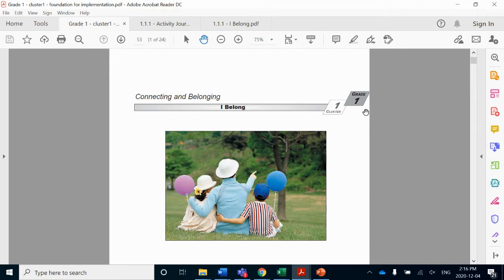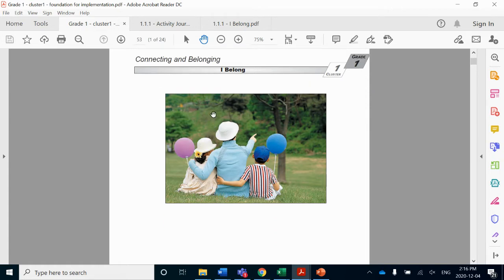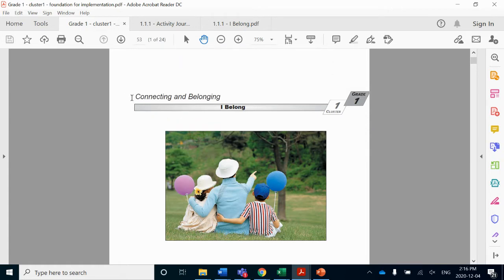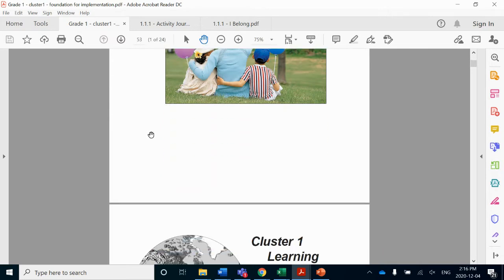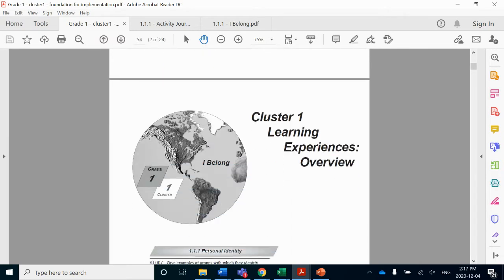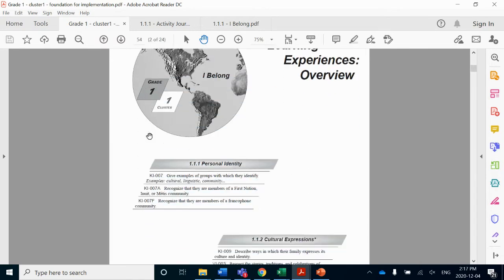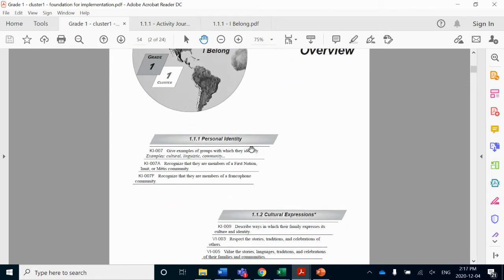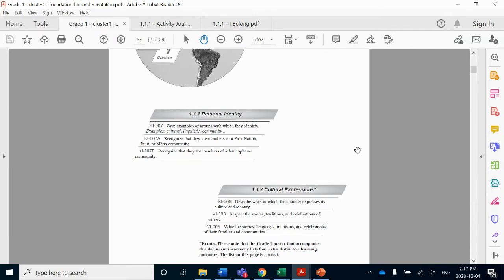You see here that this indicates on the right side that it's for grade 1, cluster 1, and the unit or the cluster is called I Belong. The theme for grade 1 social studies here is connecting and belonging. The first thing you're going to see are these lists of point form notes and these funky letter-number combinations. Those are called SLOs, and that stands for specific learning outcome.